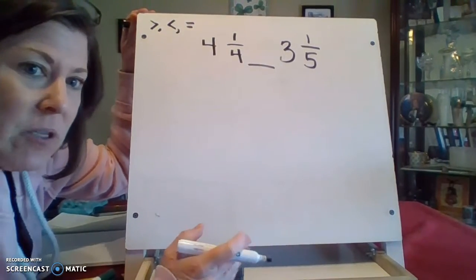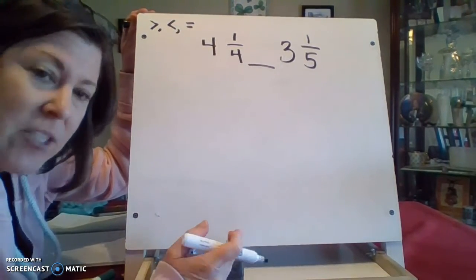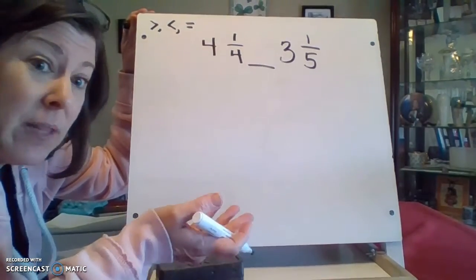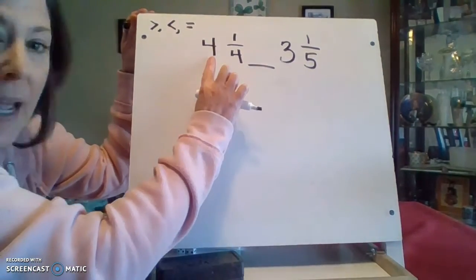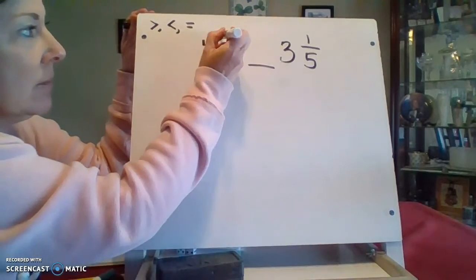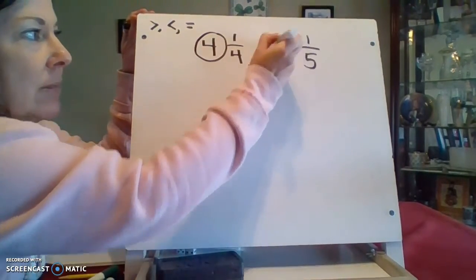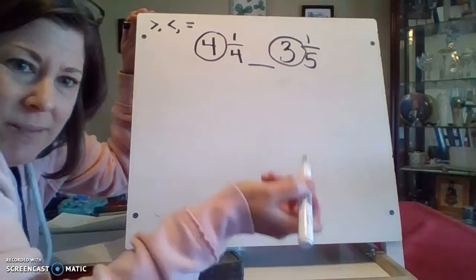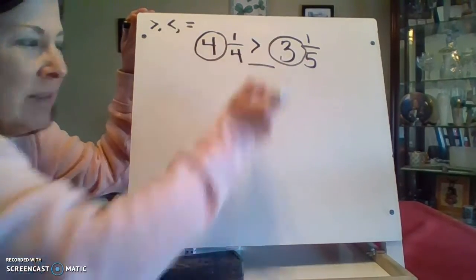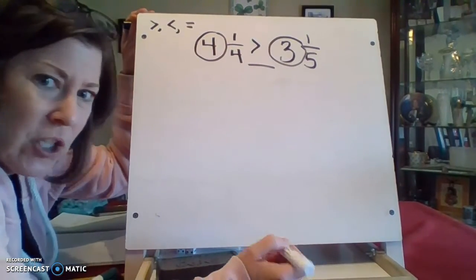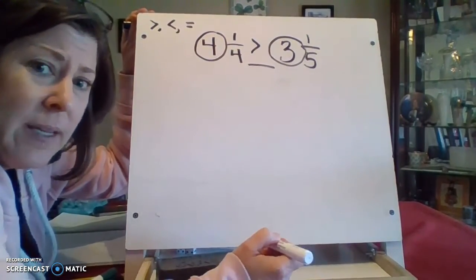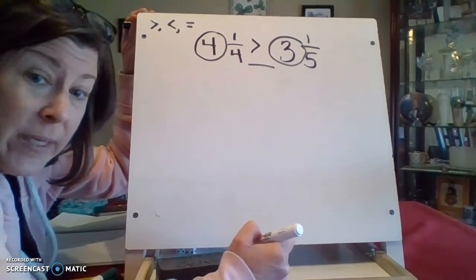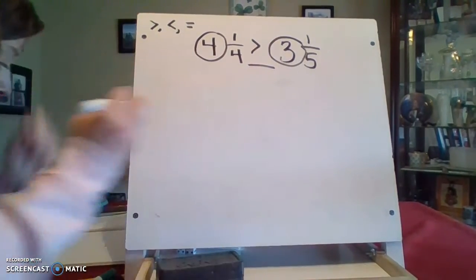Well, remember that the first thing I always want to look at is the whole, because wholes are bigger than parts. And when I look at the wholes right here, I have a 4 and I have a 3. Well, I know that 4 is larger than 3. So 4 and 1/4 is going to be greater than 3 and 1/5.